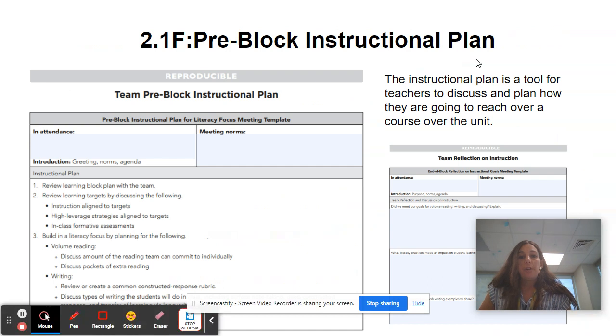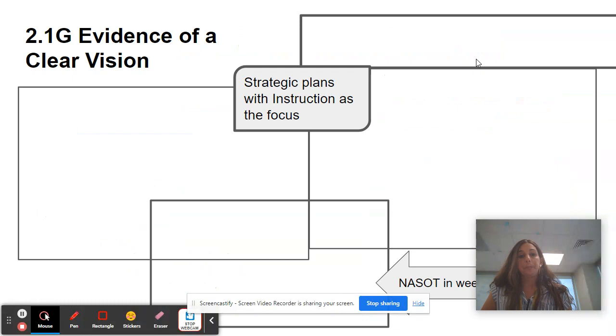This here shows our pre-block instructional plan. The instructional plan is ultimately a tool that our teachers use to help discuss and plan how they're going to reach a certain goal over a course of time throughout the unit. So they look at this instructional plan, they meet with their team, they discuss what learning targets will be a focus, and then they create a literacy focus based around this plan. It's also done similarly to the literacy in the mathematics classrooms.